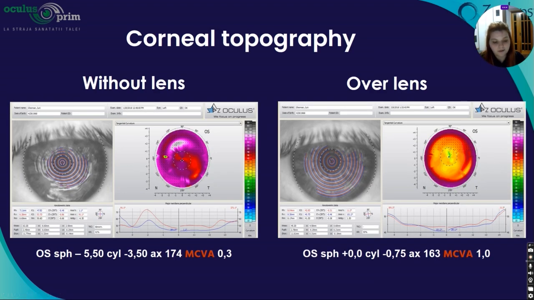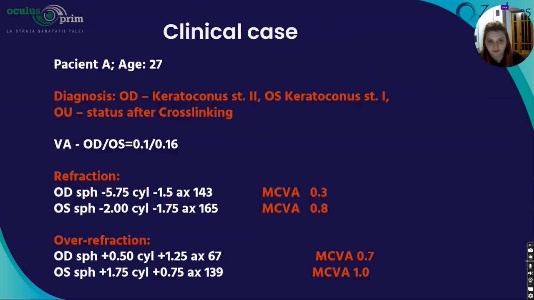In the first image, we have the result of corneal topography without the lens, and over the lens it's next to it, where we see a great improvement.